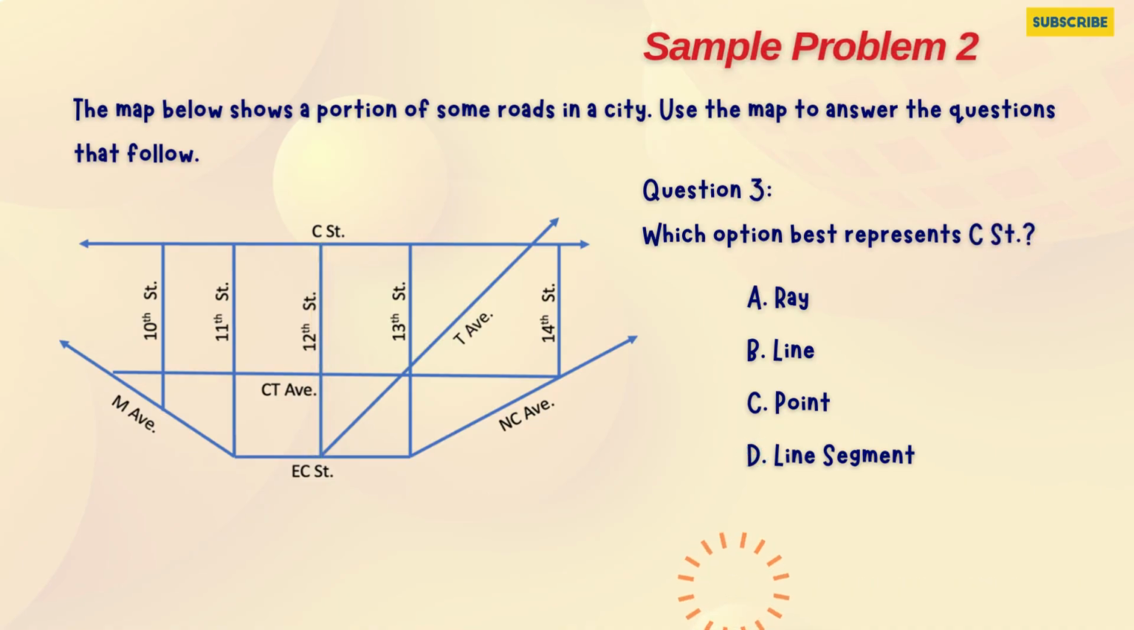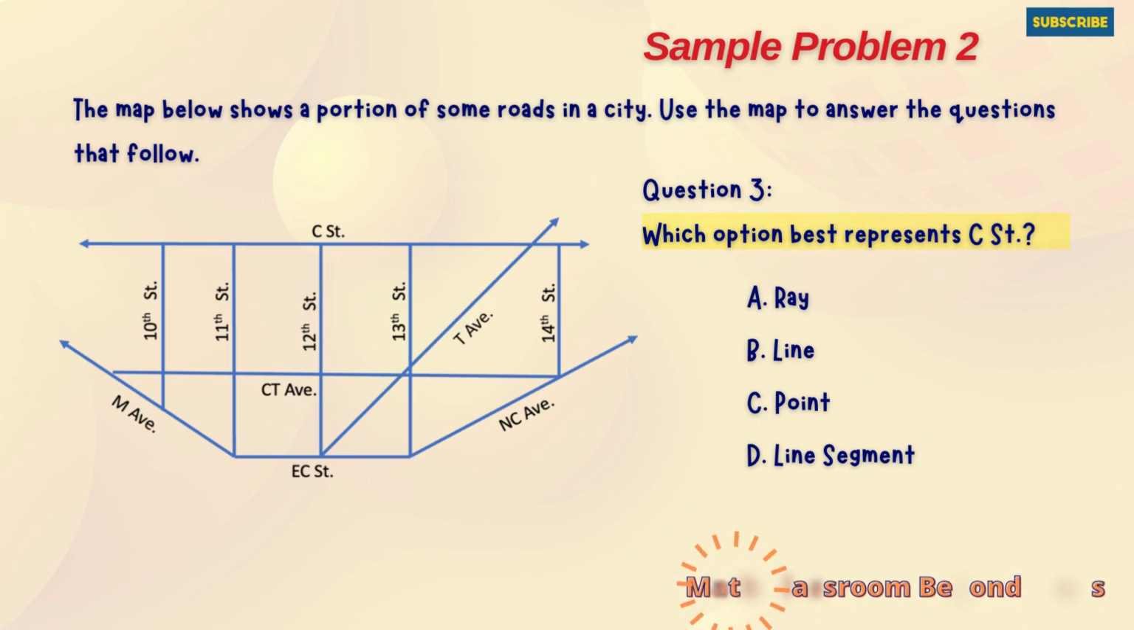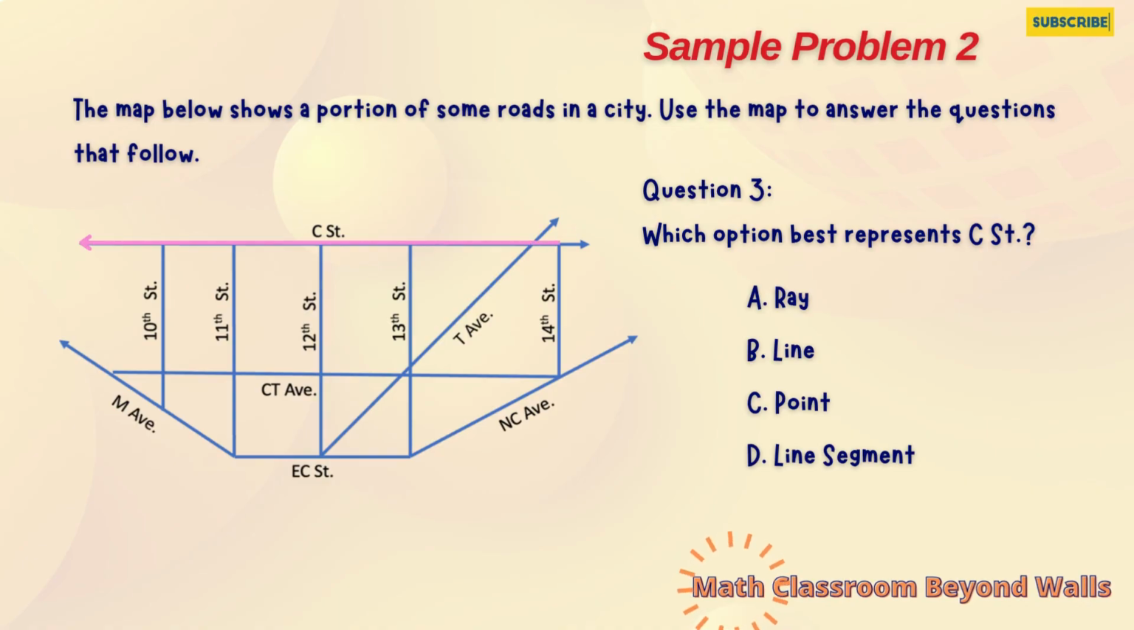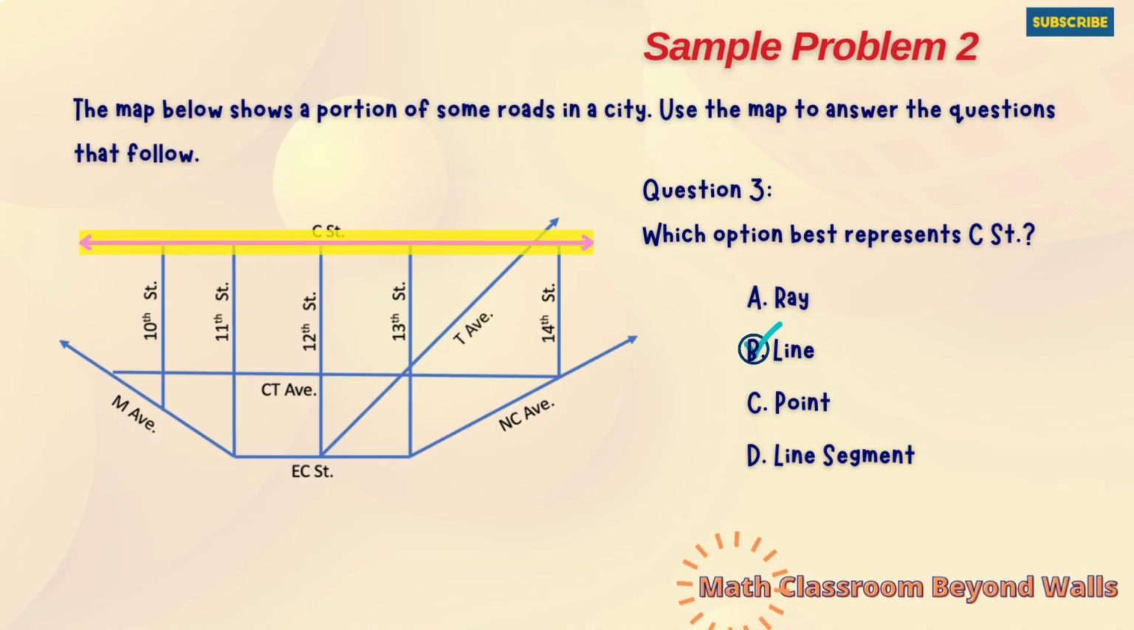We now move on to question 3. Here, we're asked which option best represents C Street. We will look for C Street on our map. Okay, so here it is. Now, which of the options best represents C Street? Is it option A, option B, option C, or option D? Okay, so the answer is option B. A line best represents C Street. There you are, learners. The questions were again easy.